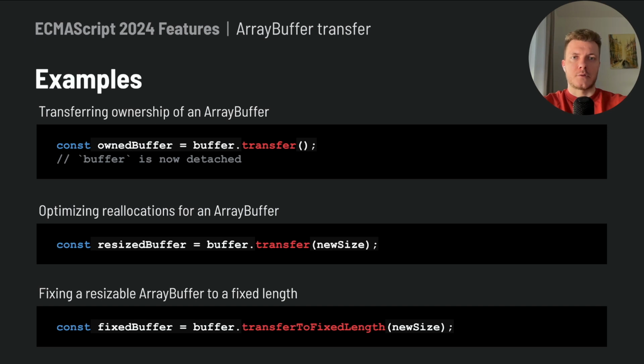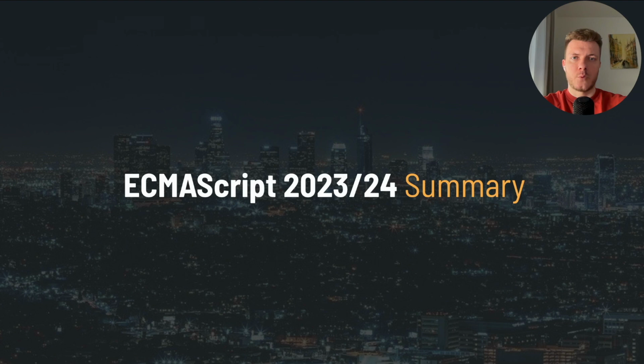In another case, you might need to resize an array buffer for additional data. Transfer allows for efficient reallocations, mirroring realloc behavior without manual copying. And when a resizable array buffer size is finalized, transferToFixedLength sits down. Moving forward, we'll summarize the key takeaways and the overarching theme of these updates.